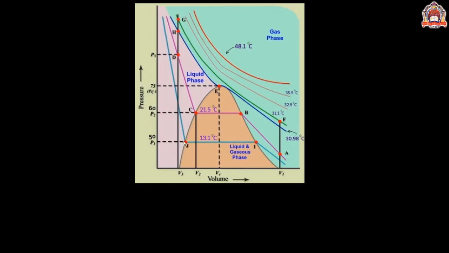At point J, the entire mass is converted into liquid. The portion IJ represents the equilibrium between liquid and vapor phases. If the pressure is further increased here, the volume almost remains constant, as liquids are almost incompressible. This is represented by the portion from J onwards. This is the isothermal curve.